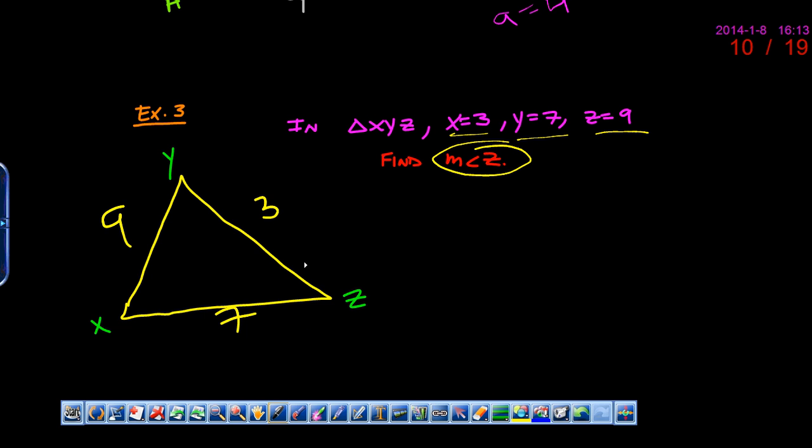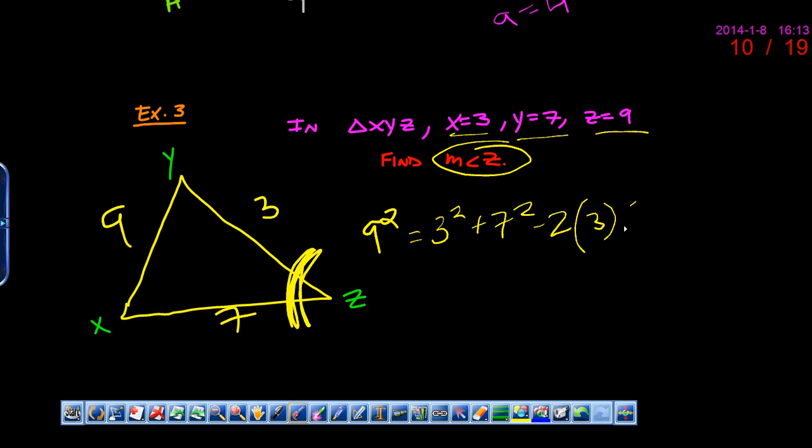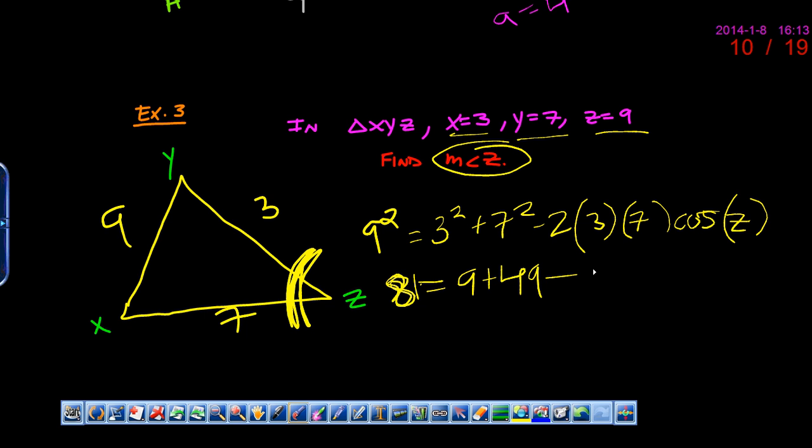We want to figure out what this angle is, z. So I'm going to use that last formula. So z squared, so 9 squared, equals my other two squared, so 3 squared plus 7 squared, minus 2 times the other two, 3 times 7, and then cosine of z, because it's the law of cosines, and I don't know what z is. Then I'm squaring everything, so 81, 9 plus 49 minus 42, and then cosine of z.